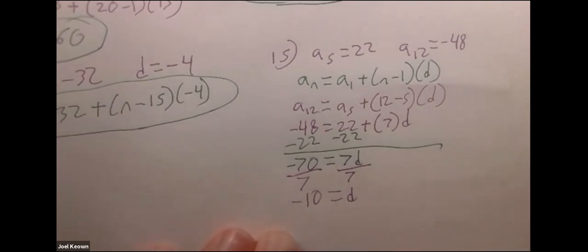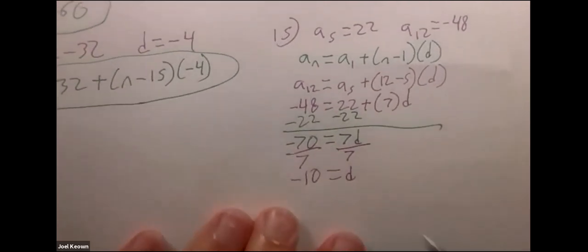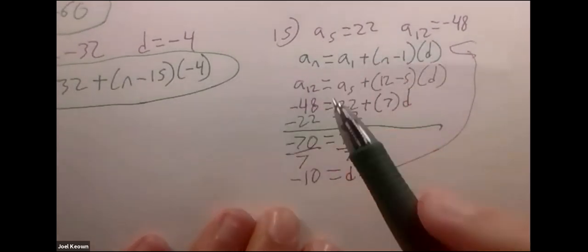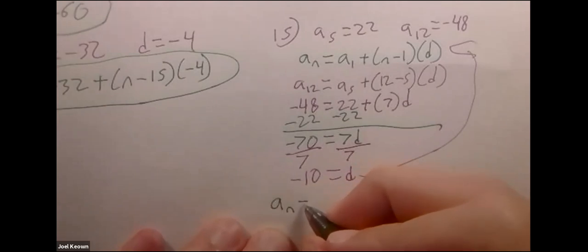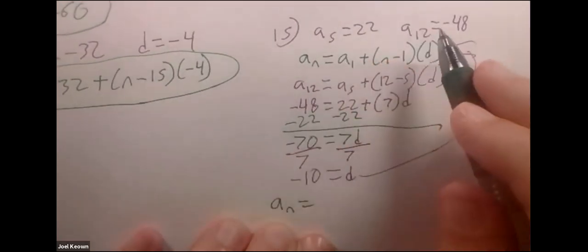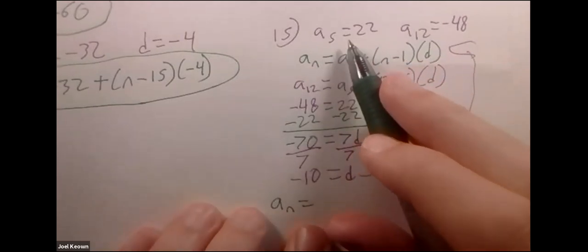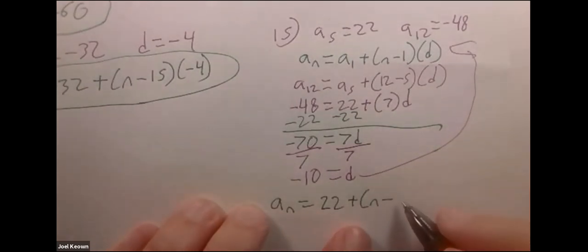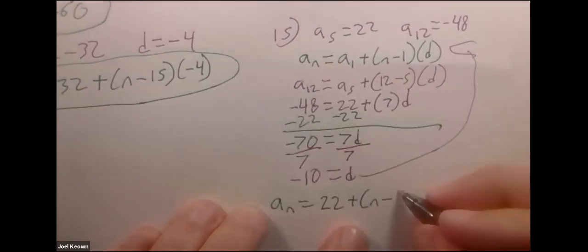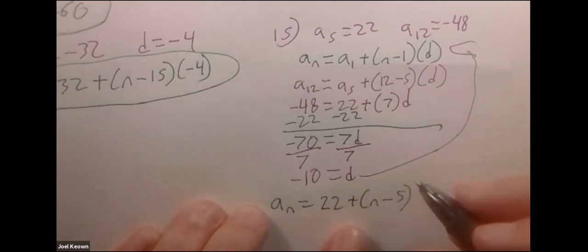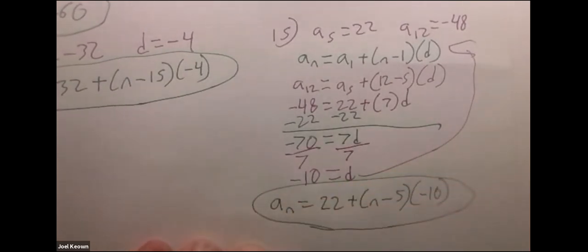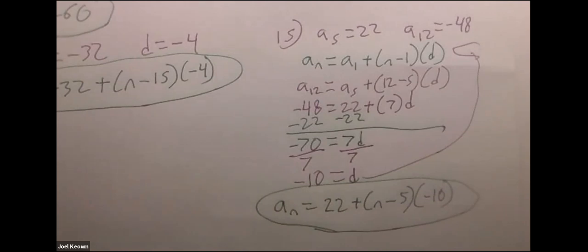Okay. Once I get my common difference, I now can plug into my formula. I still don't have a sub 1, and that's still okay. I can use either one of these I want to. I'm just going to use this one right here. So I'm going to say a sub n equals, I'm going to use a sub 5. It doesn't matter which one you use. You can use either one. I'm going to use a sub 5, so I'm going to put 22 here. Plus n minus, I'm not going to put a 1 here because I used a sub 5. So I'm going to put a 5 here. And then times my common difference, negative 10. And there we go. And that is the end of 8.